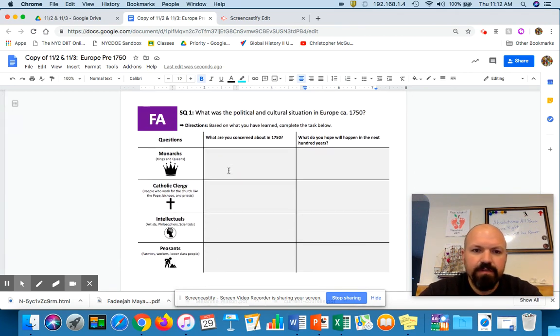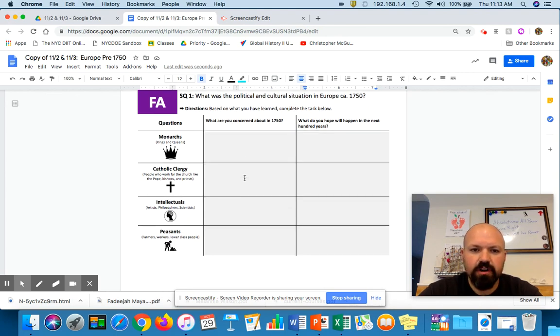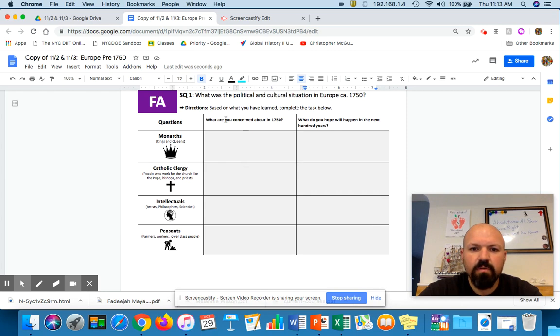Okay? For the formative assessment at the bottom, what was the political and cultural situation in Europe around 1750? Based on what you've learned and read, complete this chart below. So what are you concerned about around 1750? As a monarch, what are you concerned about? As a Catholic church, a clergy, what are you concerned about? As an intellectual, what are you concerned about? As a peasant, what are you concerned about?